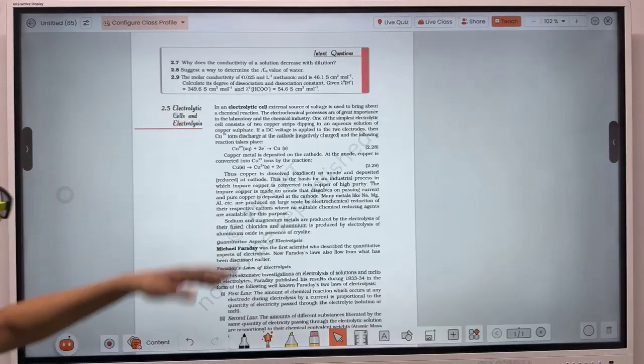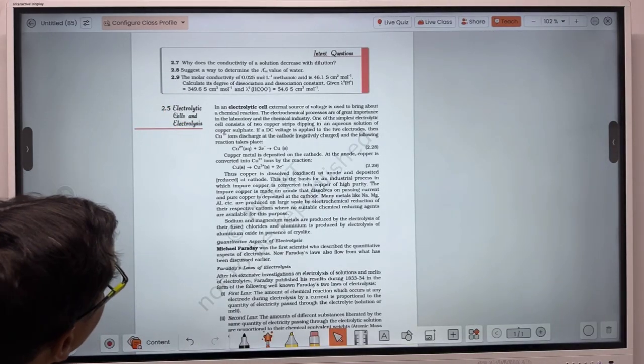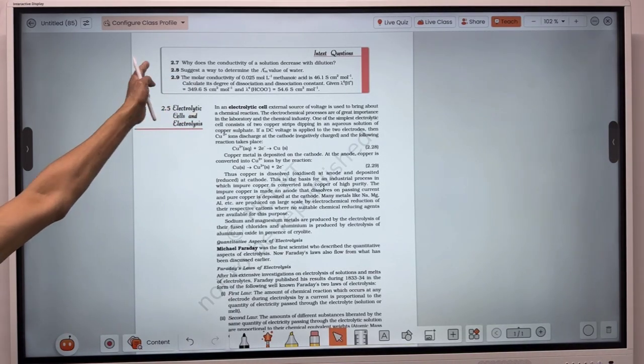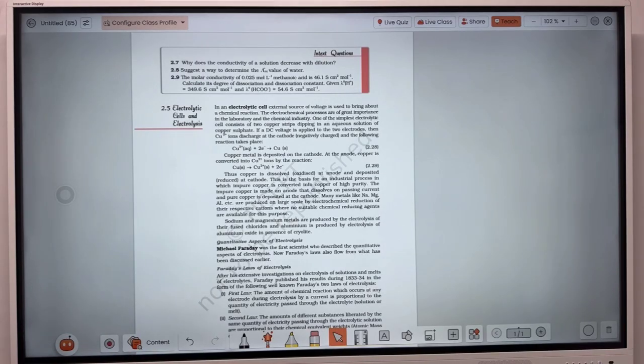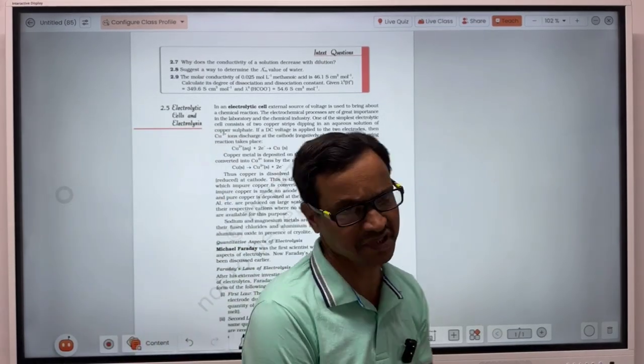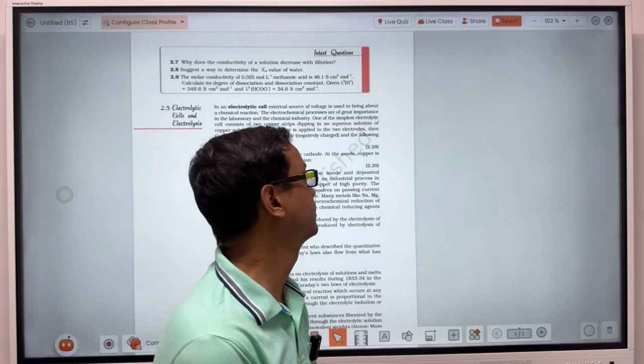Watch out this question. Very easy it is to calculate this one. Watch out. Why does the conductivity of a solution decrease with dilution? So conductivity decreases because the number of ions per unit volume will decrease.